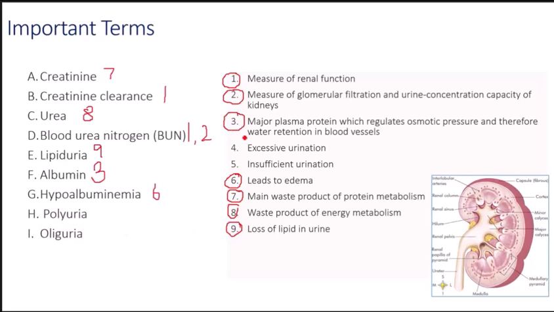Polyuria, this is excessive urination. This is referring to a lot, so excessive urination. And then we have oliguria. Oliguria refers to insufficient urination, so not producing enough urine to keep the body in homeostasis.